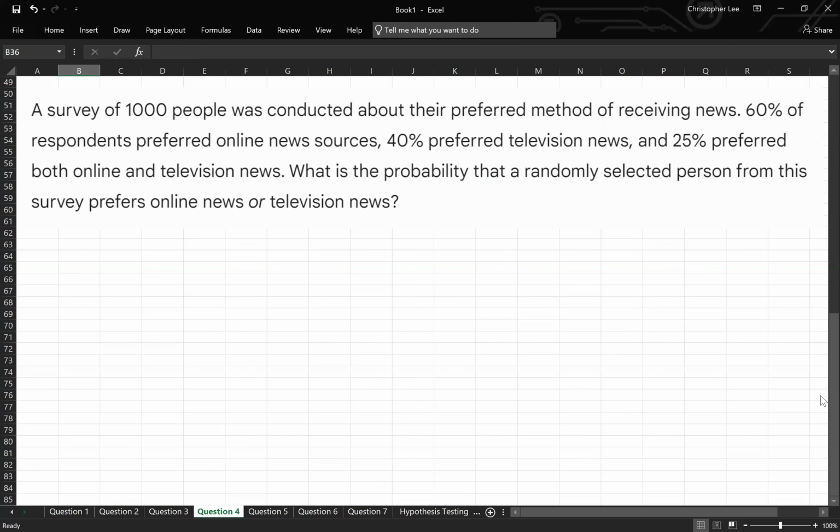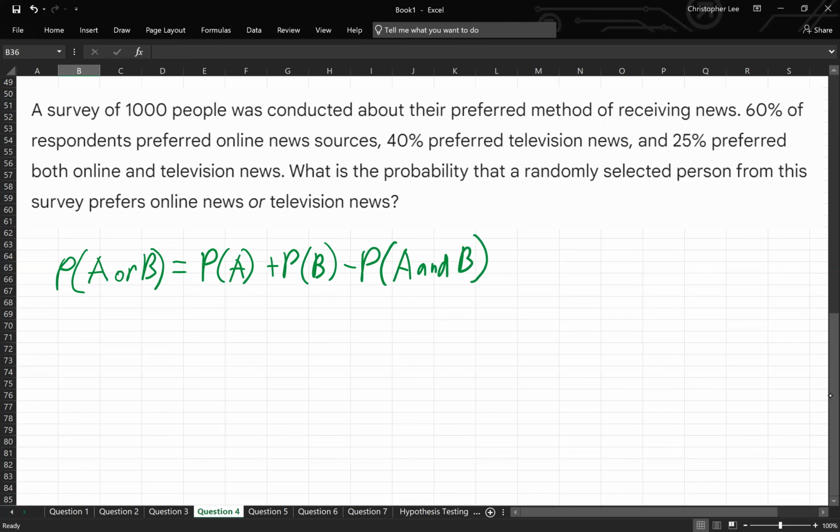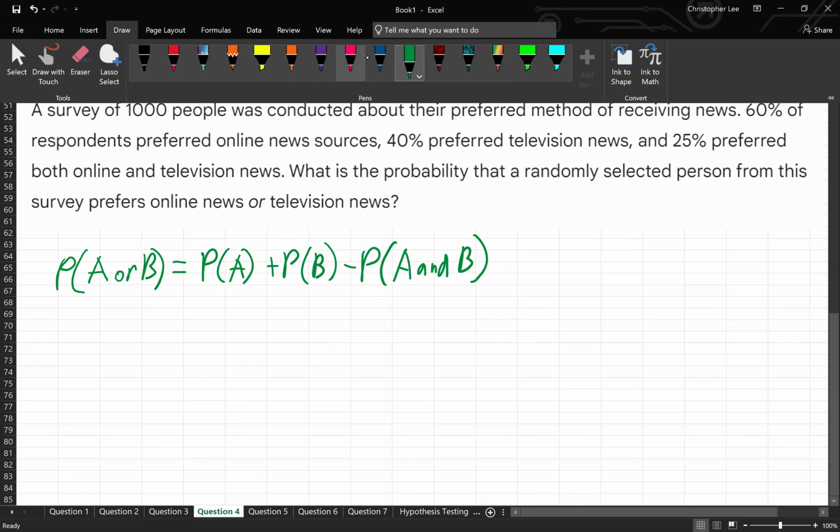So they want to know the probability of A or B, which is the same thing as probability of A plus probability of B minus probability of A and B. Right? Copying straight from the formula sheet. This is chapter 5, where you'll find these formulas. Plug in the story now, right?